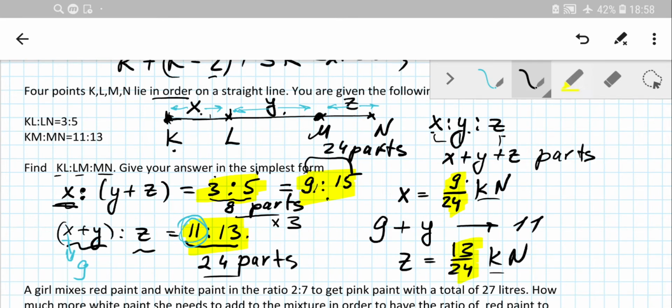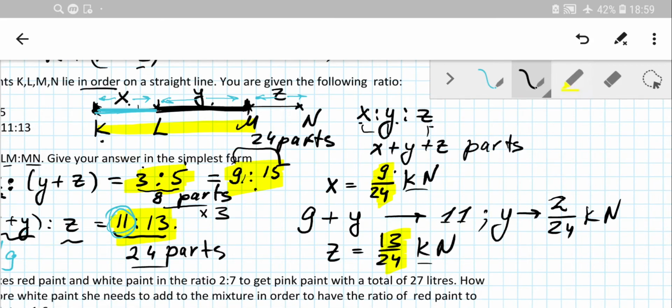So let's see graphically. In order to find y length, you just simply take the whole length Km and subtract this blue part, which is x. So y is actually Km minus x, right? So that's why here in parts we'll get 11 minus 9. So that's why for y stays only 2 parts out of 24 of Kn. So that's the key figures.